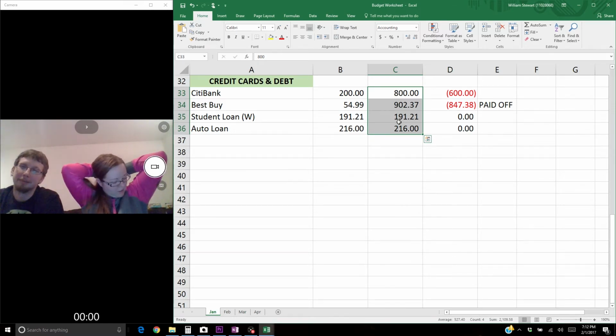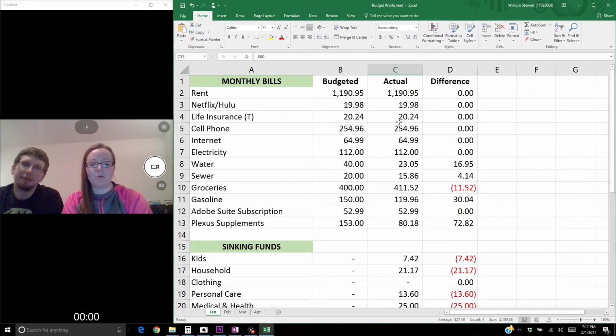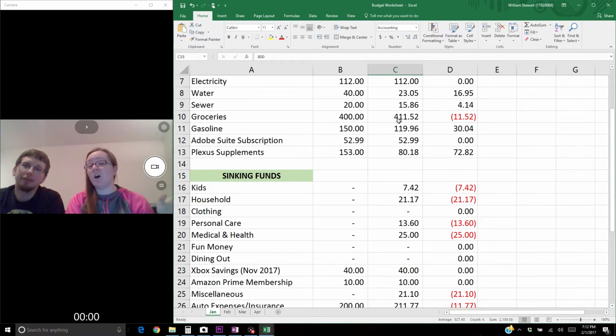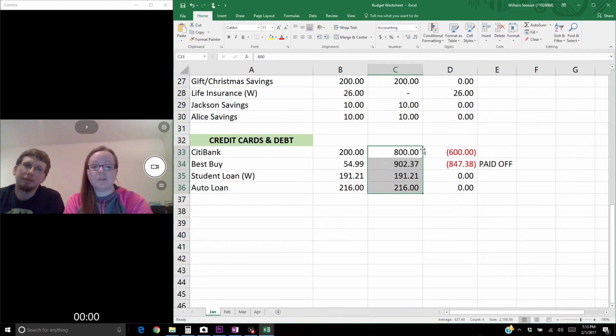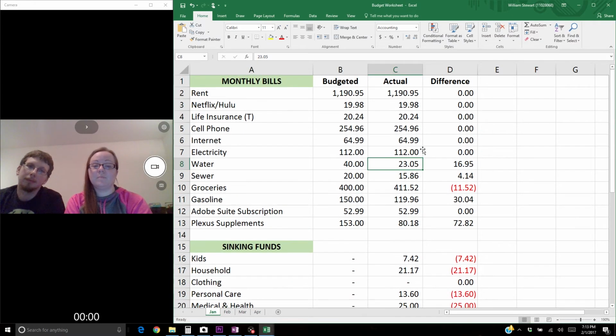So that's a look at how our January went. I'd say it went pretty well. We went over on a few categories, but overall we were still under budget. I don't remember the exact number, I could probably figure it out pretty easily, but overall we were still under budget, which is where we were able to send more towards debt. So that worked out in our favor. But do you have anything else to add?